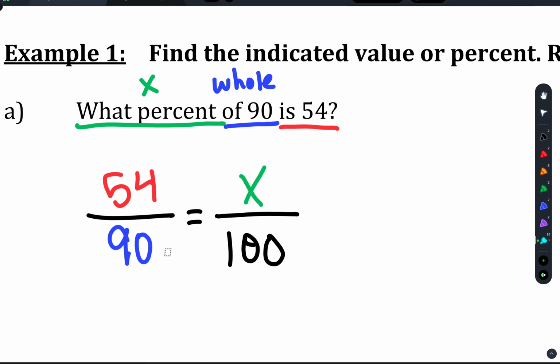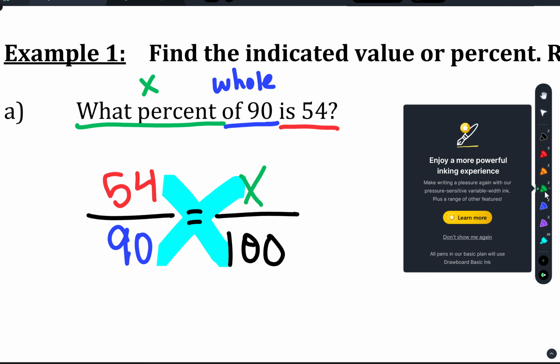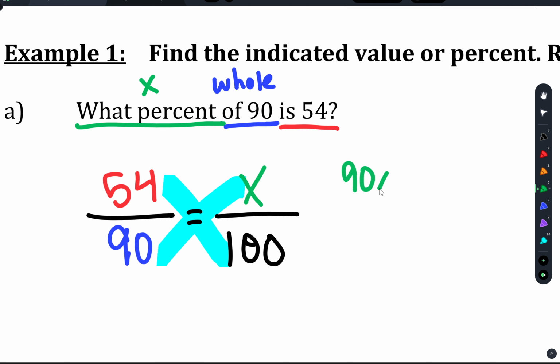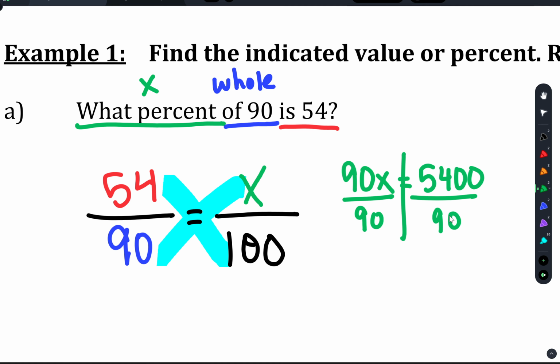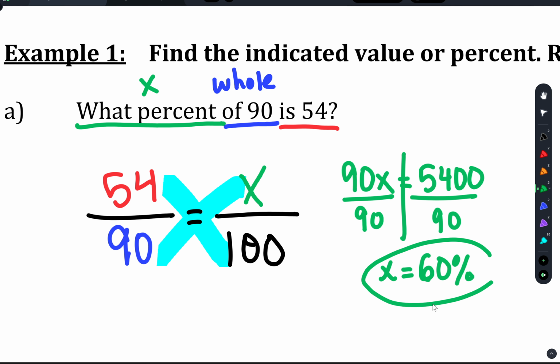Now to solve, we solve it like any other proportion. We're going to cross multiply. So 90 times x is 90x. 54 times 100, 5400. And I'm going to divide. Inverse order of operations, I divide both sides by 90 to get x equals 60. My question asked me what percent, so I know that my final answer should be a percent. That's that. Questions on that?